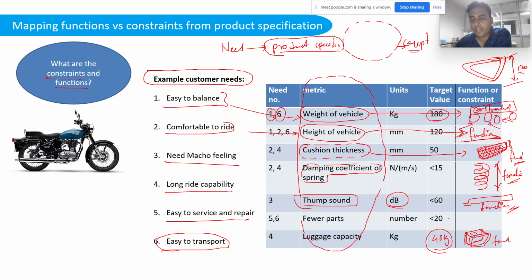Fewer parts, we cannot consider that as a function. We can only say that it is a constraint, because we do not have control at the initial level over how many parts we can use to design this particular classic bike concept. So we need to understand from our matrices what the functions are within those matrices and what the constraints are. Is it clear?